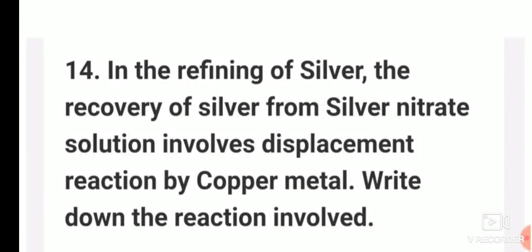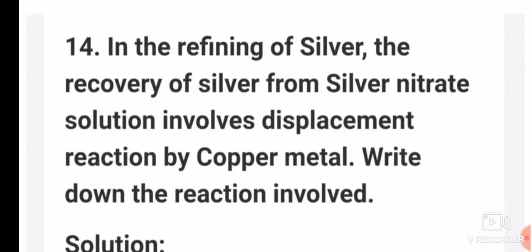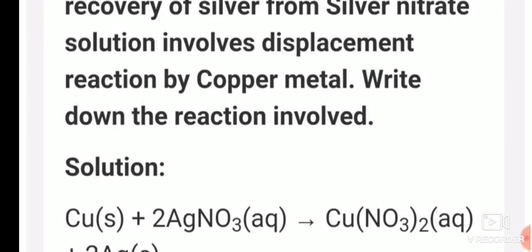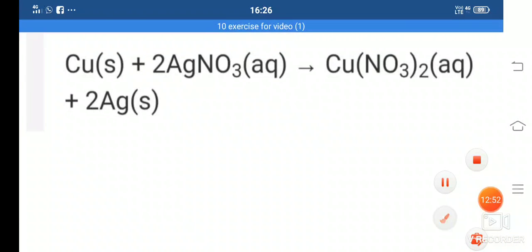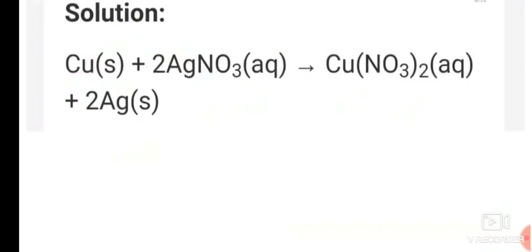In the refining of silver, the recovery of silver from silver nitrate solution involved a displacement reaction by copper metal. Write down the reaction. Now, it is already said: silver from silver nitrate. Refining of silver, the recovery of silver from silver nitrate solution involves displacement by copper. So copper is displacing. Here you can see the copper is used to displace silver from the silver nitrate aqueous solution. So copper, being more reactive, displaces silver and forms copper nitrate, right? And silver is free. That is why it is a displacement reaction.